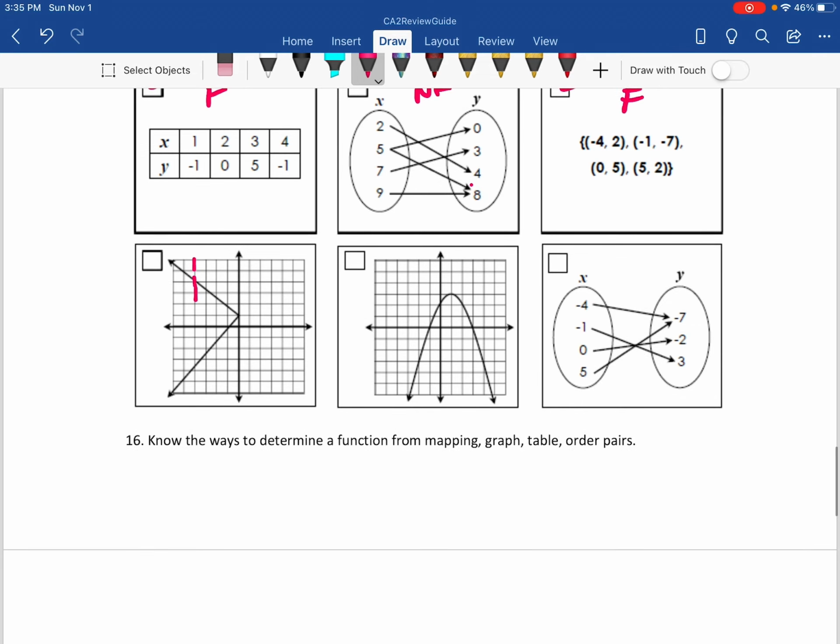Now, if I do a vertical line test, this fails at being a function here and there. So that is not a function. This one here, though, passes the vertical line test. It's only hitting that graph at that one time, so that is a function. I've got negative 4 to negative 7, negative 1 to 3, 0 to 2, 5 to negative 7. That makes it a function.